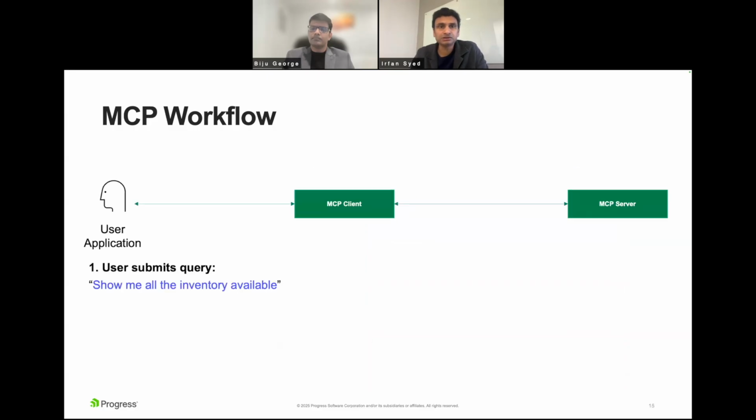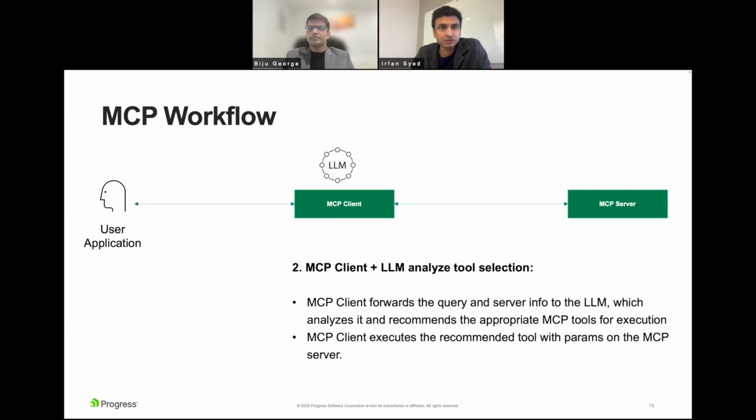Now, let's look at a workflow with an example. The user submits a query. The question goes something like this: show me all the inventory available. When the user asks this question, he sends the question to the MCP client. The MCP client forwards the query and the server info to the LLM.